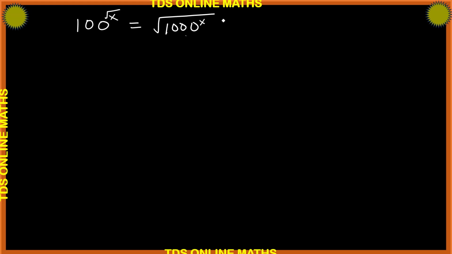Right, let's solve this question together. We are given 100 raised to the square root of x equals the square root of 1000 raised to x. Let's change the right-hand side. We can write this as 1000 raised to x, all raised to half, since a raised to half is the same as the square root of a.